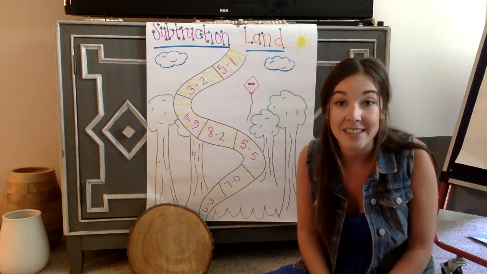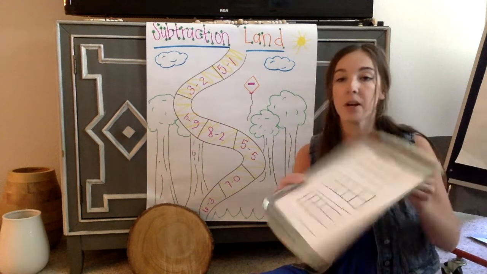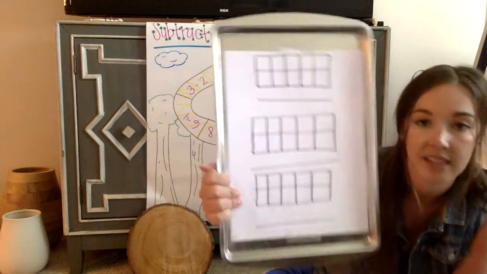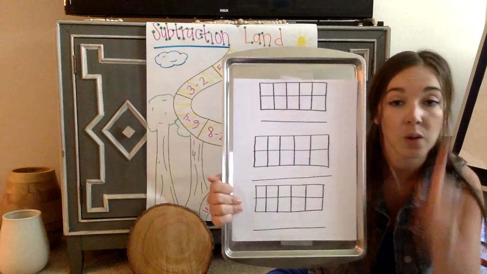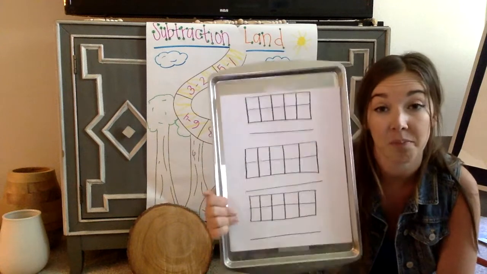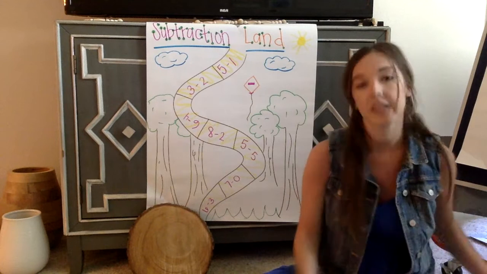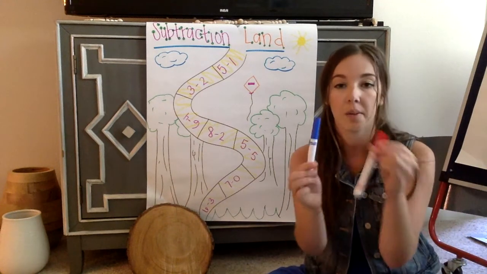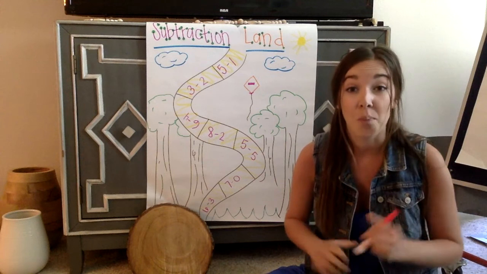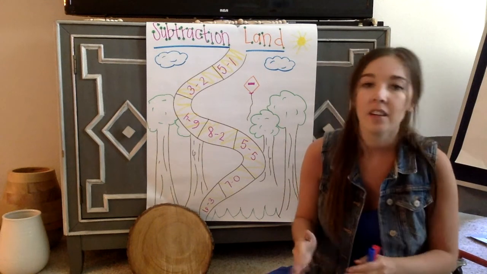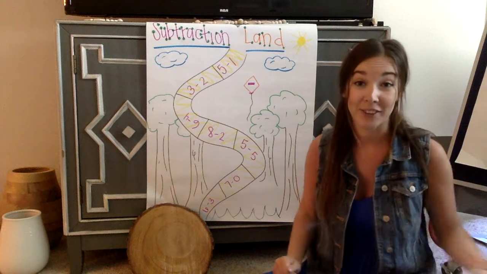Here's what you're going to need for this lesson today. You are going to need a paper in your math packet that looks like this. It has 3 10 frames and a line under each one. There's only one of them. This should be your next paper in your packet. You're also going to need 2 colored markers for today. That is all you will need. So pause me and then come on back and join me again in Subtraction Land.